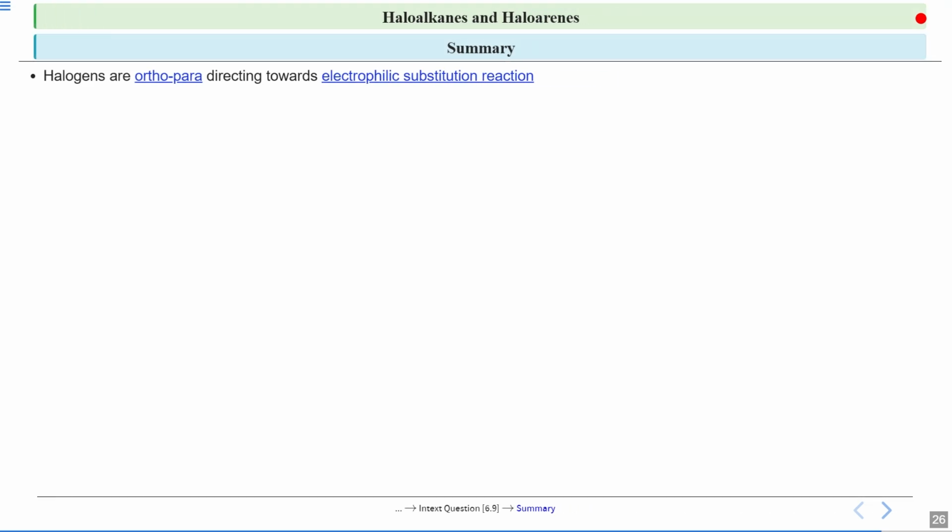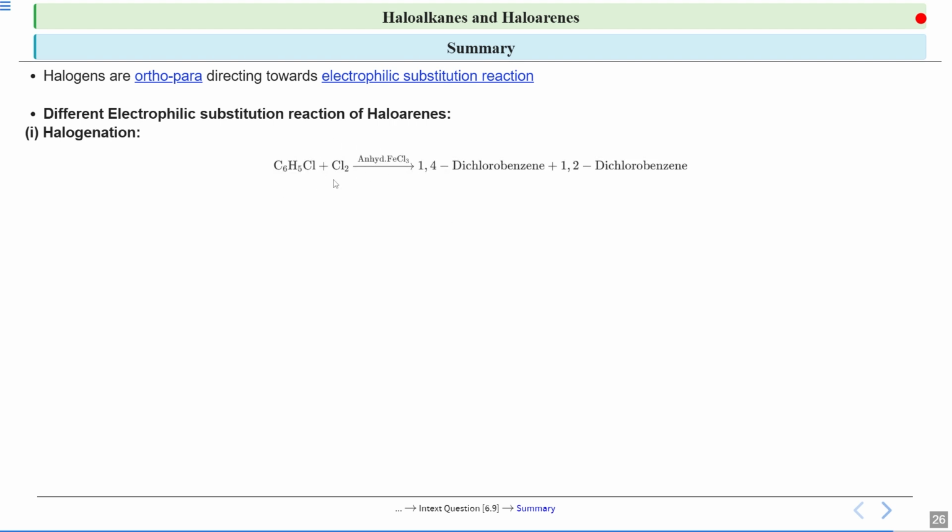Okay, let's see the summary that we have covered today. So halogens are ortho-para directing towards the electrophilic substitution reaction. This we have seen. Different electrophilic substitution reactions of haloarenes we have seen, like halogenation, which includes the addition of halogen molecule to the haloarene molecule and gives you a mixture of products, where the para substituted one is the major one and the ortho substituted one is the minor one. This reaction is happening in presence of anhydrous FeCl3, and chlorine positive is acting as an electrophile.